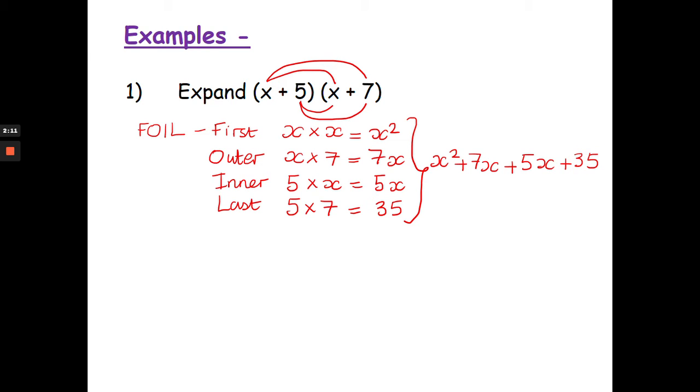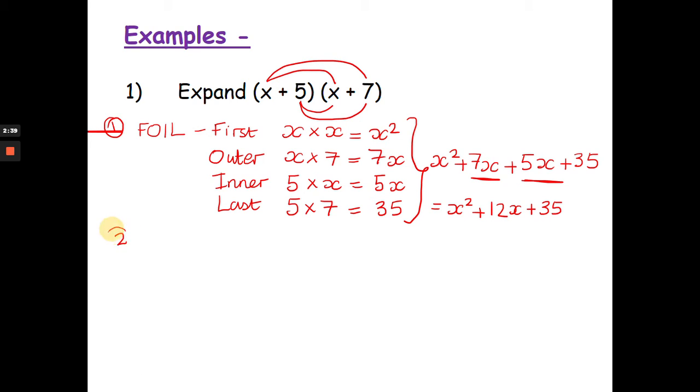Now collecting your like terms, we can collect the 7x and the 5x as they both contain an x in, which simplifies down to x squared plus 12x plus 35. Okay, so FOIL is our first method that we can use when we're expanding brackets. There are, however, other techniques as well.